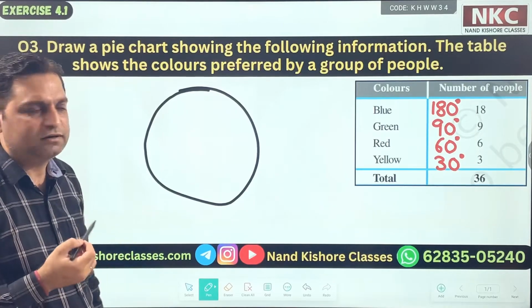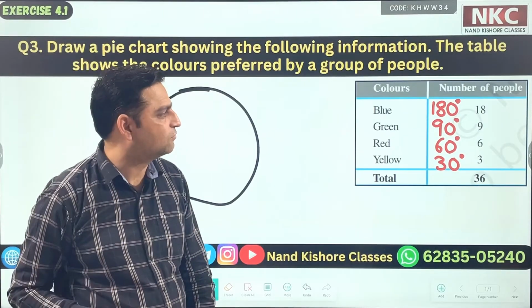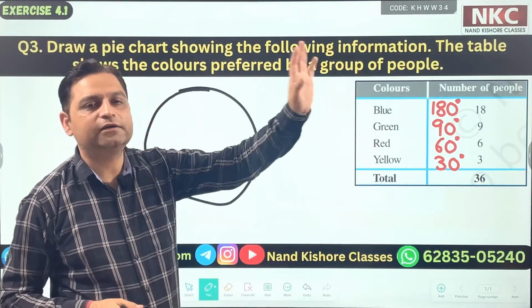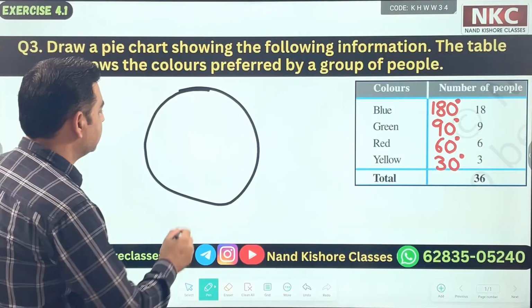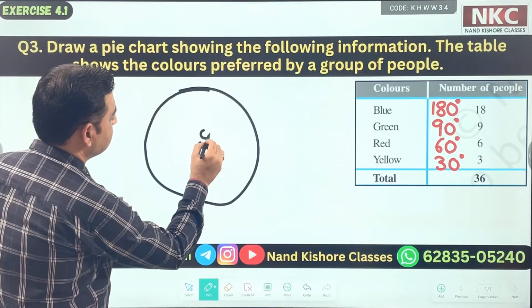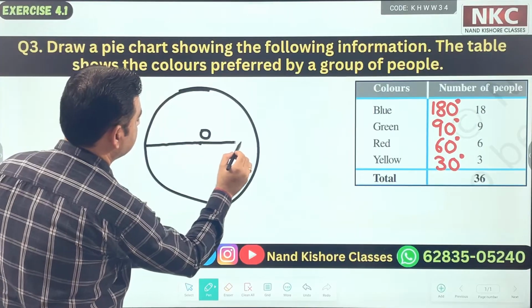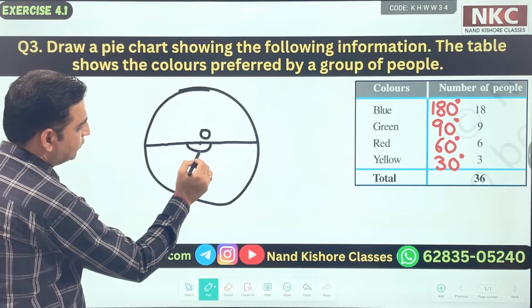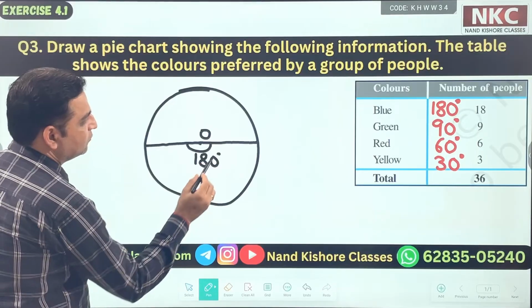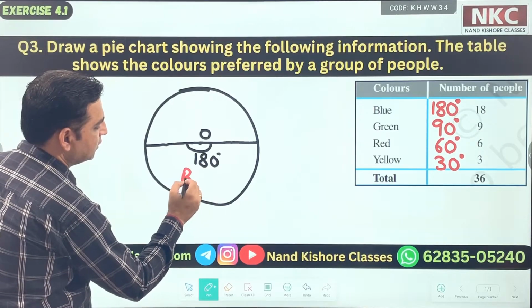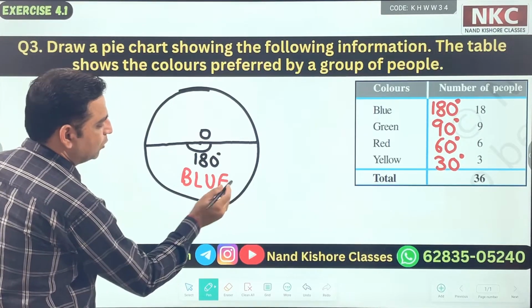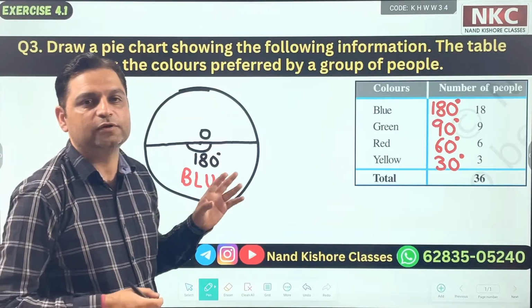I'm just doing a rough part. You can draw it using a compass as well. For blue color, a 180 degree angle. That means if this is the center of the circle, draw the diameter. This angle is 180 degrees. So this full portion is for which color? Blue color. No doubt I have written it in red color, but this is blue.